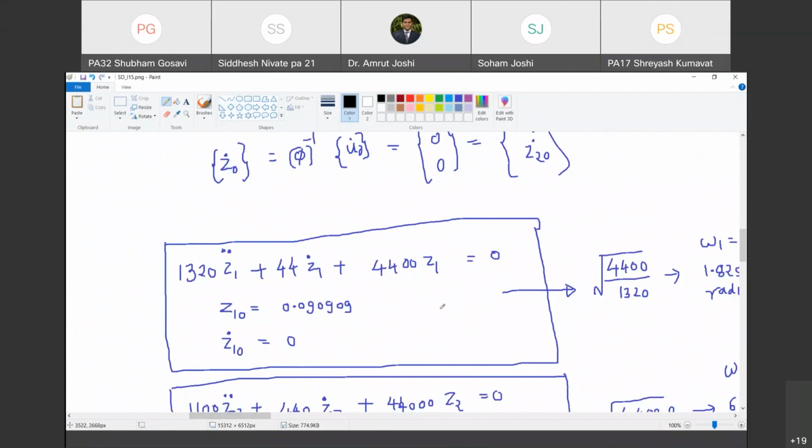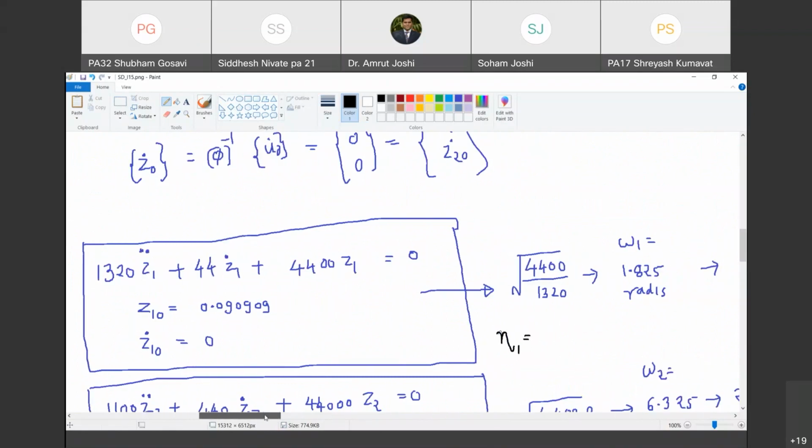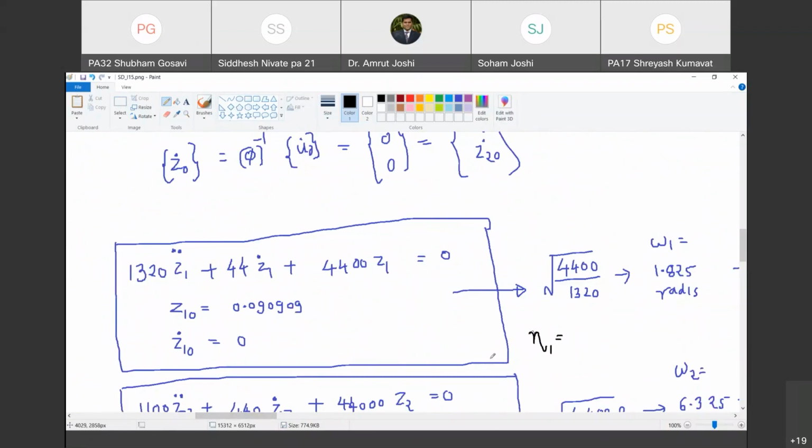What is the value of eta in the first case? Can I compute the value of damping coefficient eta? Follow eta 1 for the first equation. How do we calculate this? It is damping ratio, not coefficient. It is damping ratio, and it is damping coefficient C1 divided by C star, that is the critical damping for this system of equations. So I am going to call it C1 star. Do you agree with me?